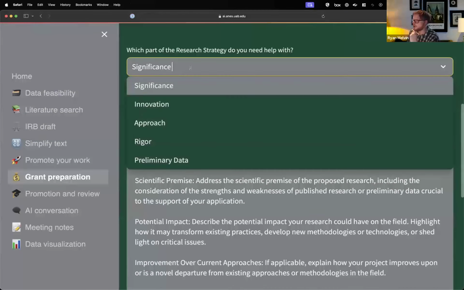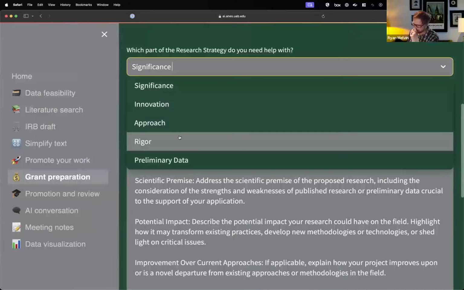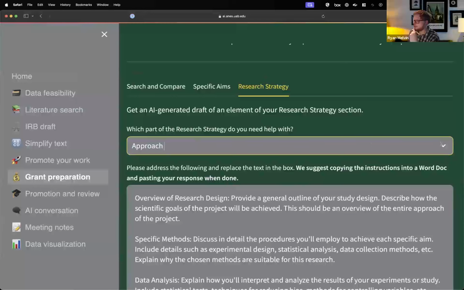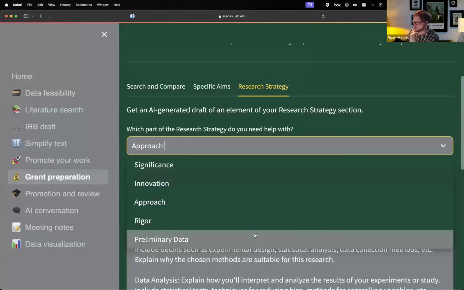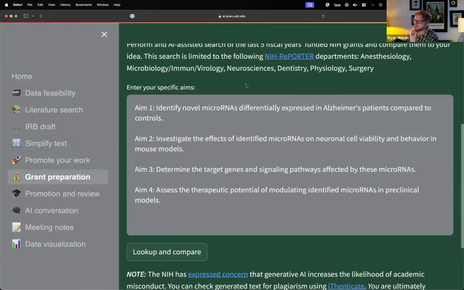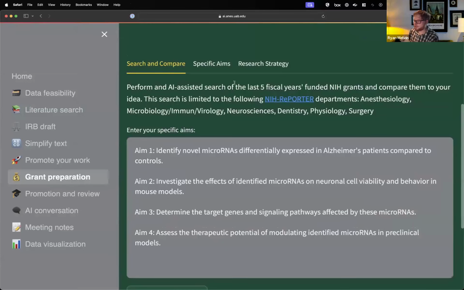It can also help you with research strategy. This is probably our least user-friendly one. You have to come in this text box and enter a bunch of details, but it will help you write your research strategy sections if you want. And then we also have cached the last 5 years of NIH-funded grants according to NIH Reporter. In certain departments, we did have to limit it because of some of their API limitations.